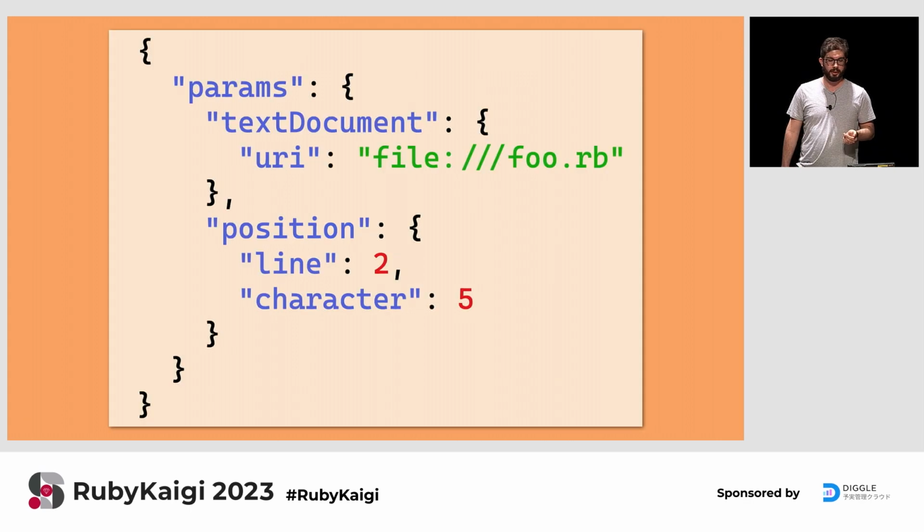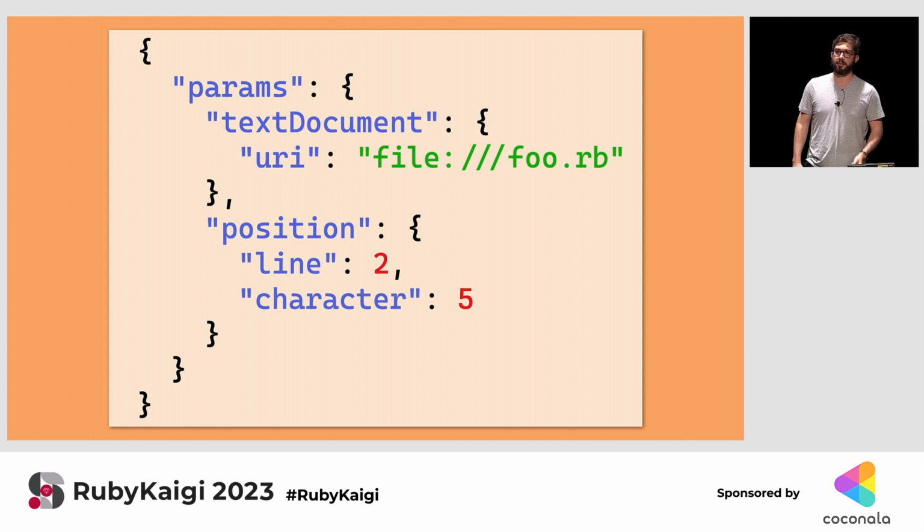When that happens, the editor sends the language server a request that looks exactly like this one. You get the URI of the text document, so the file path, foo.rb, and you get the position where the user clicked. So here, line 2, character 5, is exactly the A character in bar.